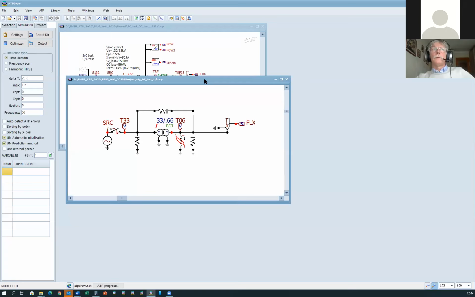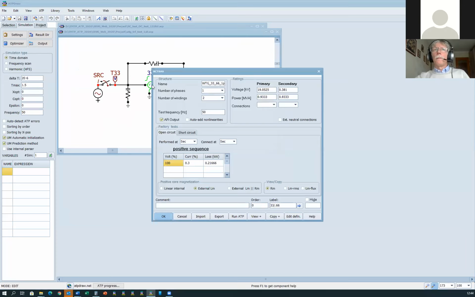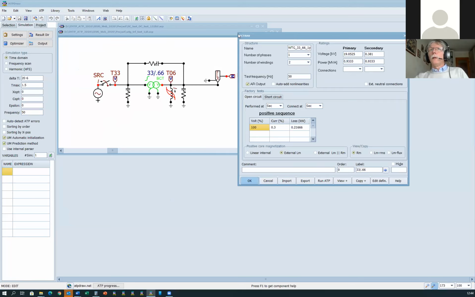So this model is here. The BCTRAN input dialog box is very simple. You enter the single phase MVA power, phase to ground RMS voltage at the primary and the secondary, and you enter just the nominal voltage excitation current. That's all.